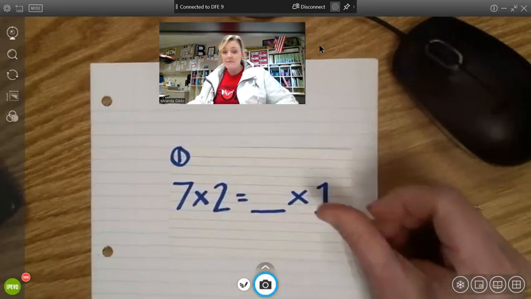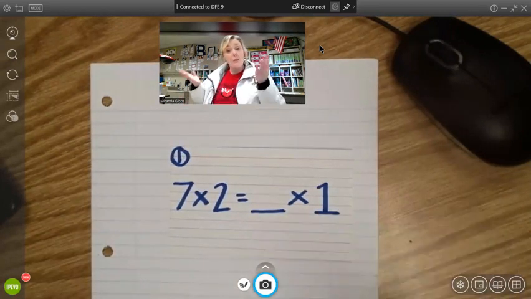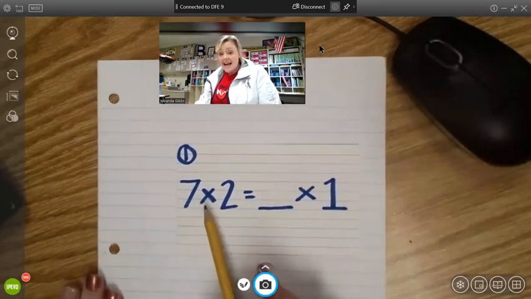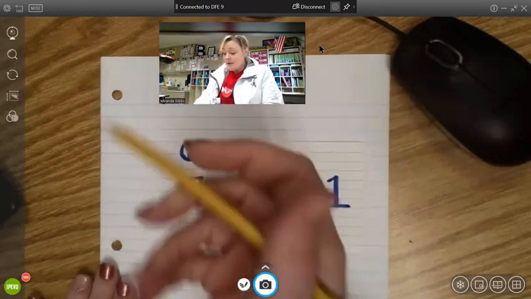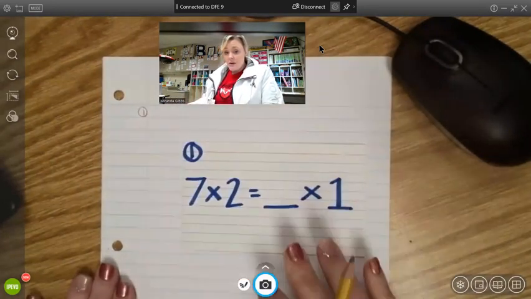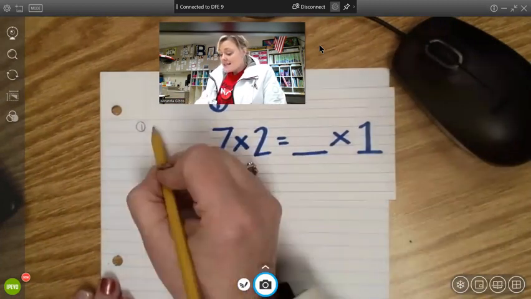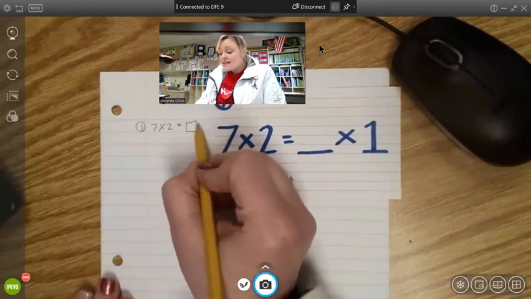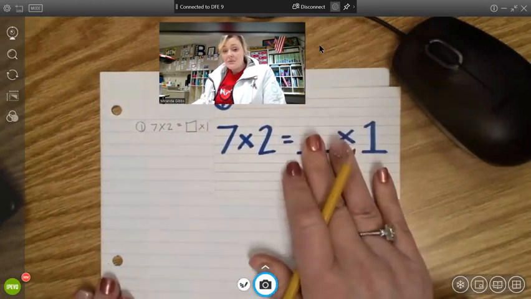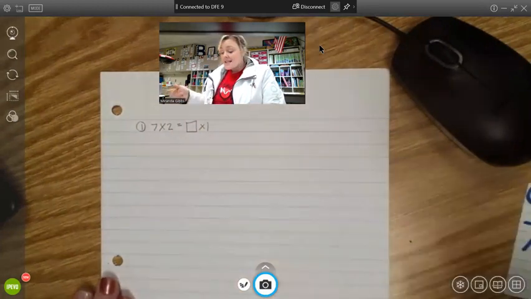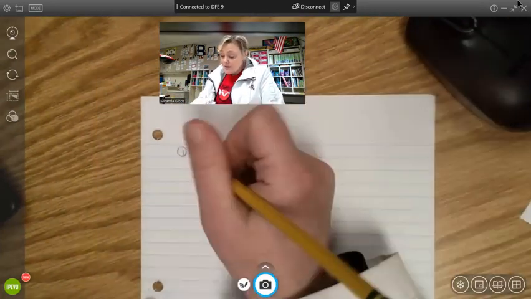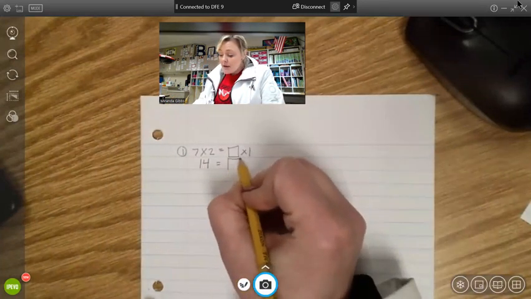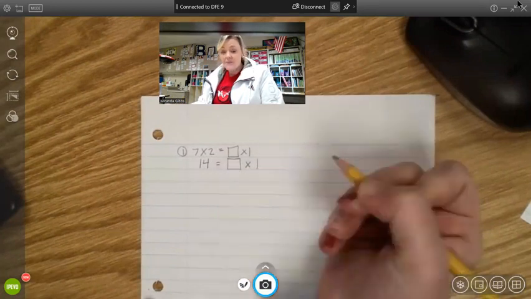So problem number 1, 7 times 2 is the same as what times 1? So I know that I need to rewrite the problem. So on my paper, number 1, we're going to just write this problem. 7 times 2 is the same as something times 1. So I need to rewrite this problem. 7 times 2 is equal to 14. 14 is the same as what number times 1?